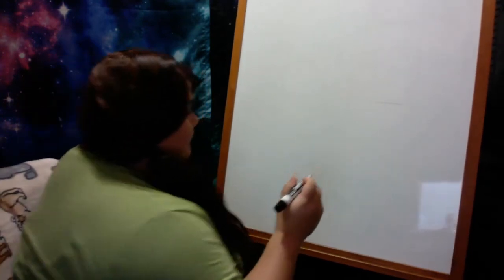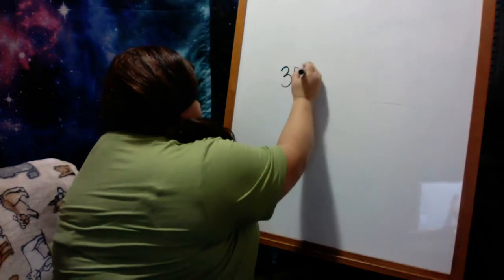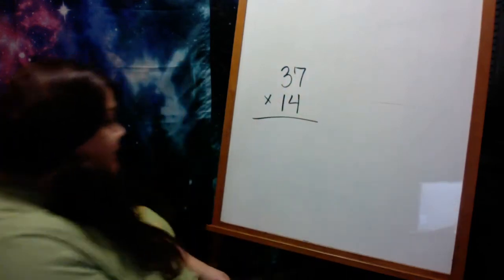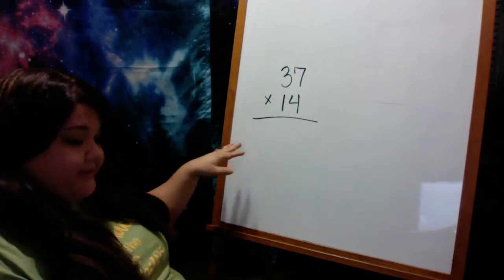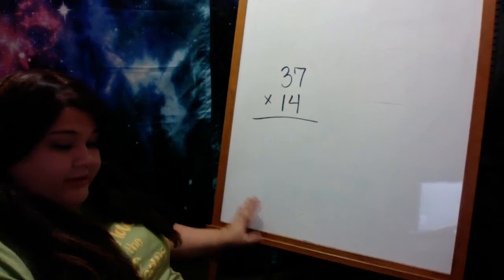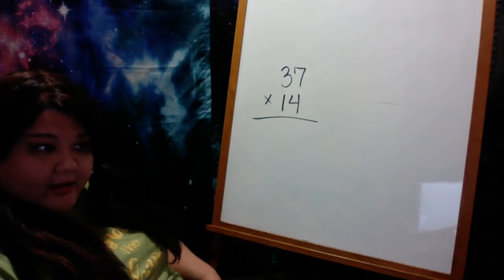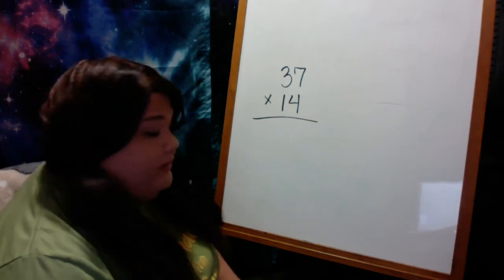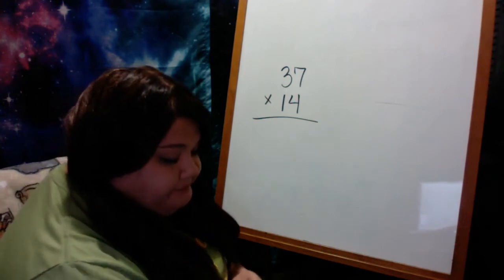So let's say I have a problem. 37 times 14. If you have your SmartPal or anything you can write with, I suggest you write with me. Maybe not this first time, but afterwards, because writing is going to help your brain remember. Instead of just listening, instead of just watching, if you write it down with me, you will remember and learn better. Okay, so I have 37 times 14.